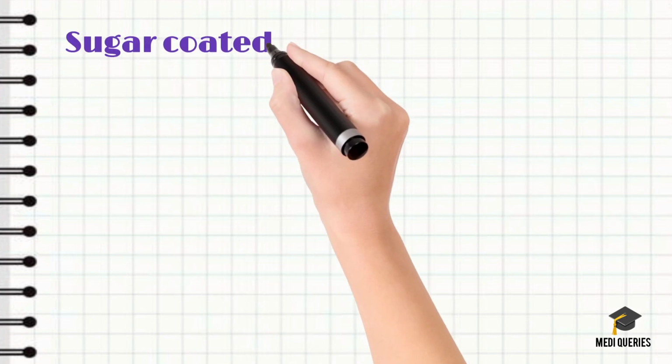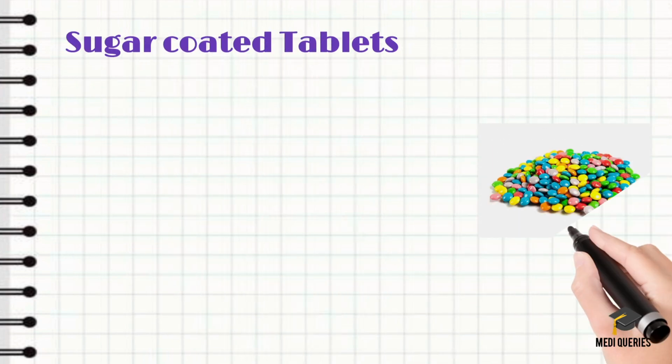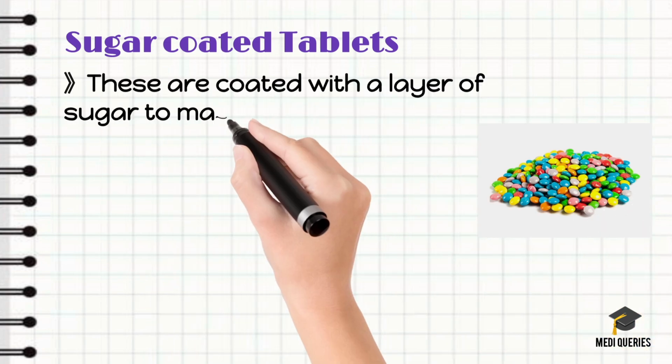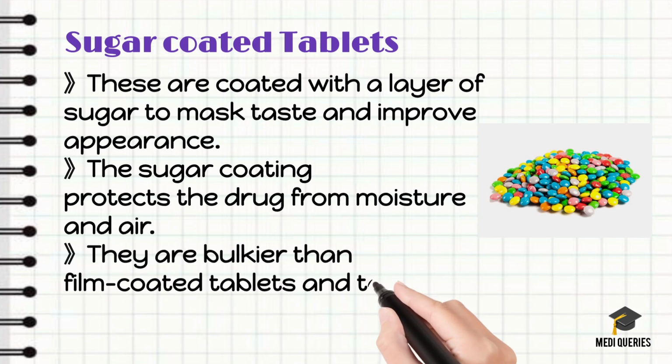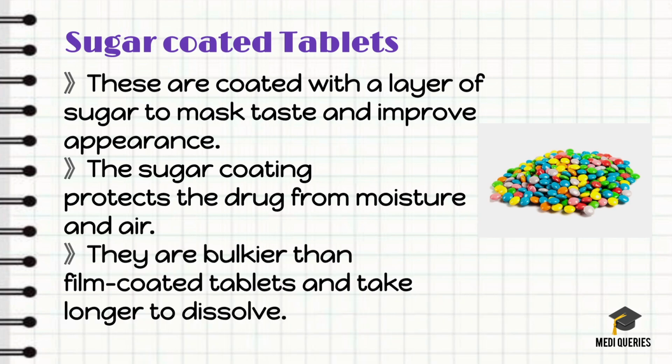Next one is the sugar coated tablets. Sugar coated tablets are compressed tablets coated with a thick layer of a sugar based material. The coating masks the unpleasant taste or odor and improves the tablet appearance. These are often large and heavier due to their thick coating, which can affect swallowing. They protect the drug from light and air to a certain extent. However, sugar coating is time consuming and expensive to produce. They are often used in pediatric formulations or vitamins and supplements.